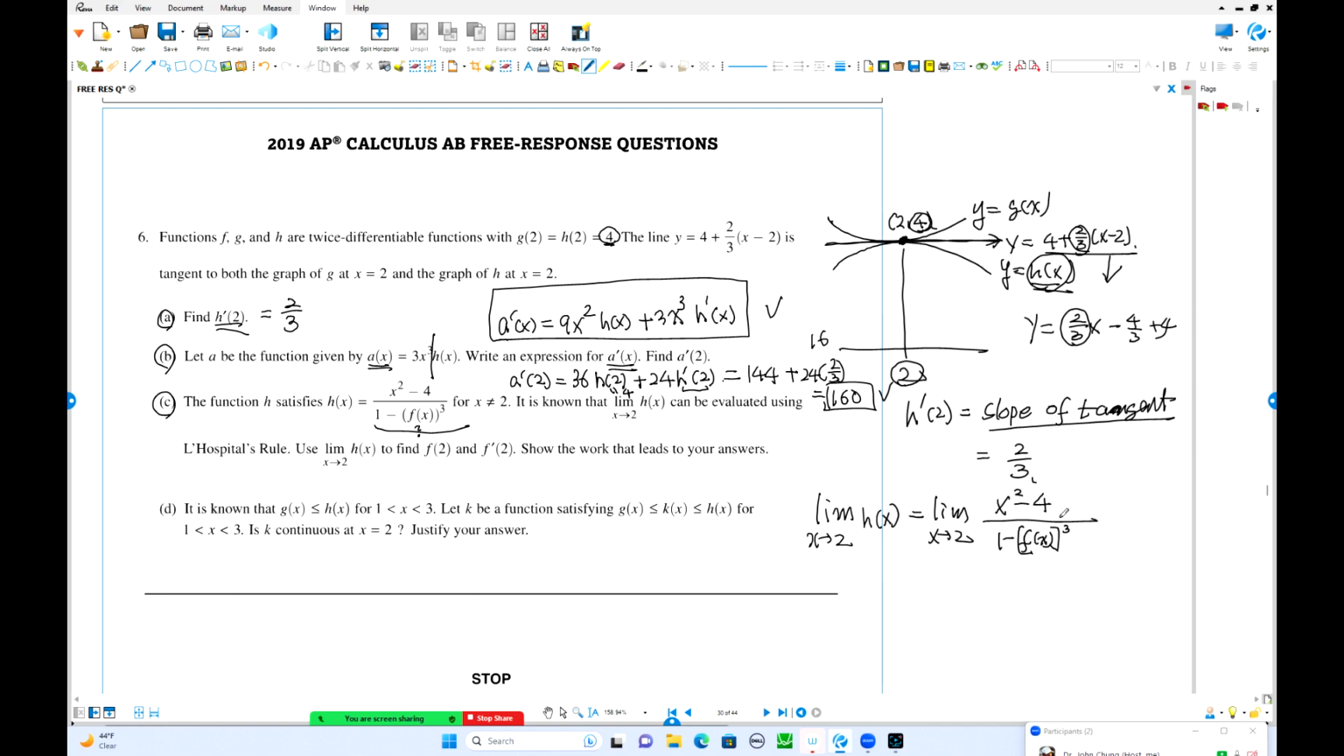Is it okay? So this limit can be evaluated by applying L'Hopital's rule.